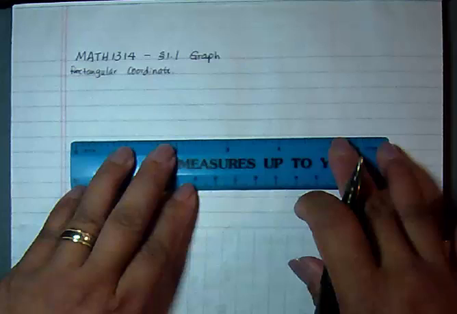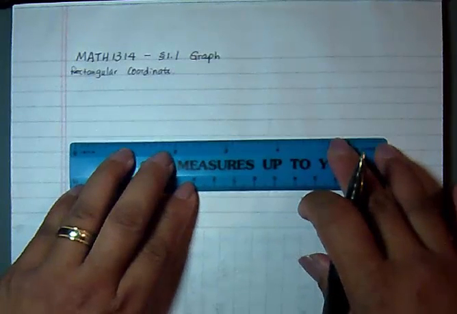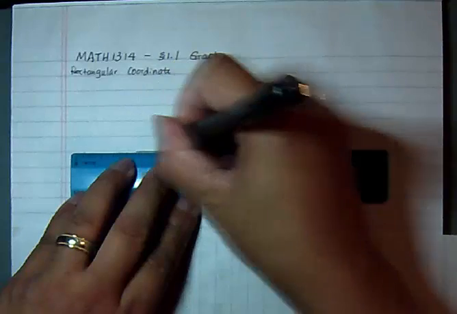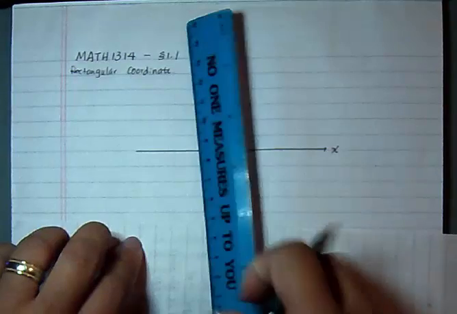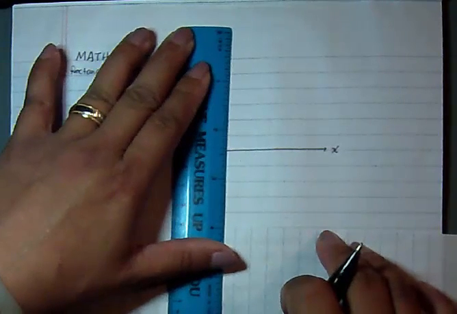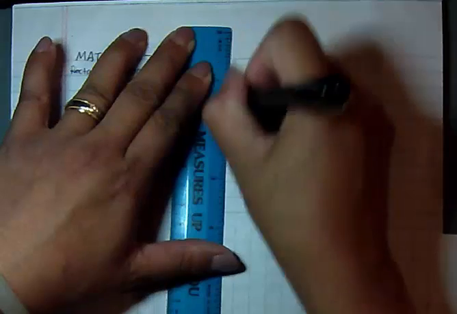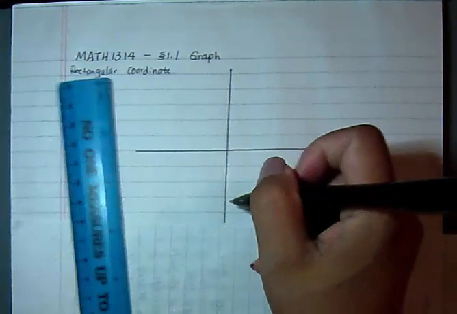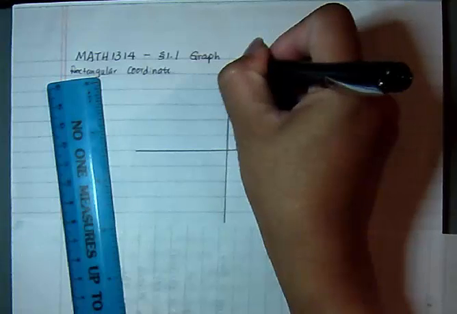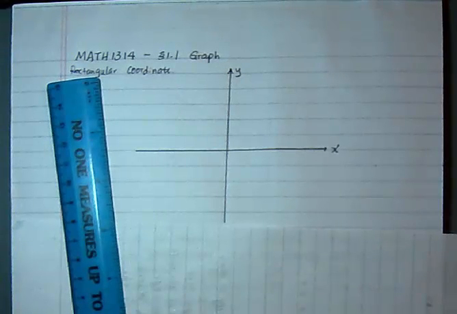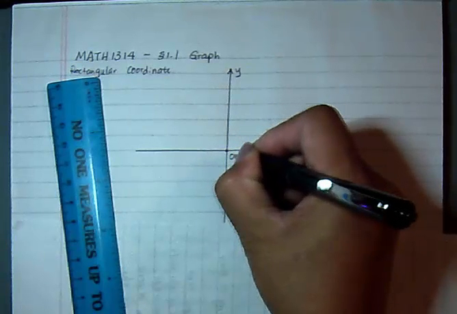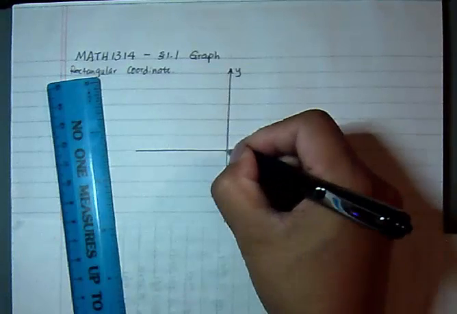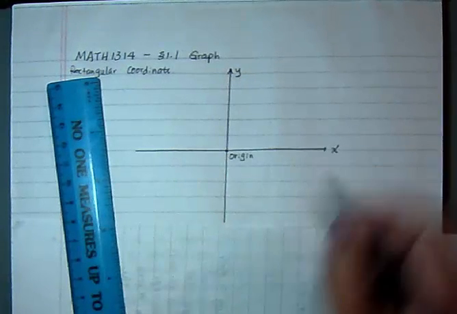So in the rectangular coordinate system, we have two axes. One is called the x-axis, the horizontal one. So this is the x-axis, this horizontal line. And the vertical line is the y-axis. Of course, they intersect at a right angle. The intersection point we call the origin, which is 0 for y and also 0 for x.